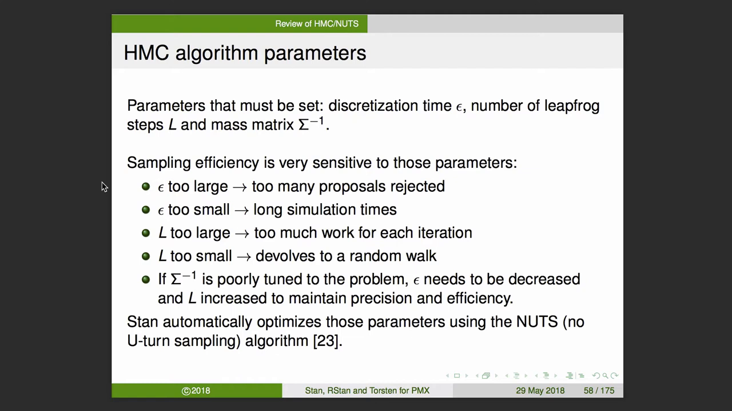And finally, if the mass matrix is poorly tuned to the problem, you have to do a lot of monkeying around with epsilon and L to try and optimize things. The way Stan deals with that is through the NUTS algorithm, which stands for No U-Turn Sampler, which attempts to automatically tune those parameters during the burn-in phase.